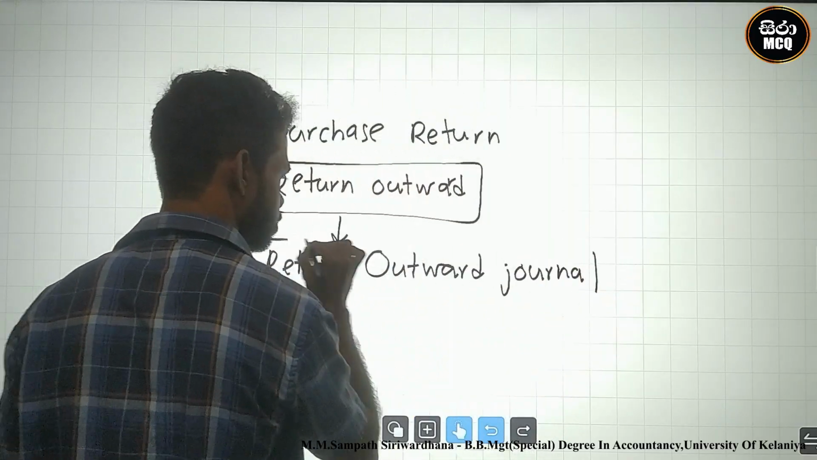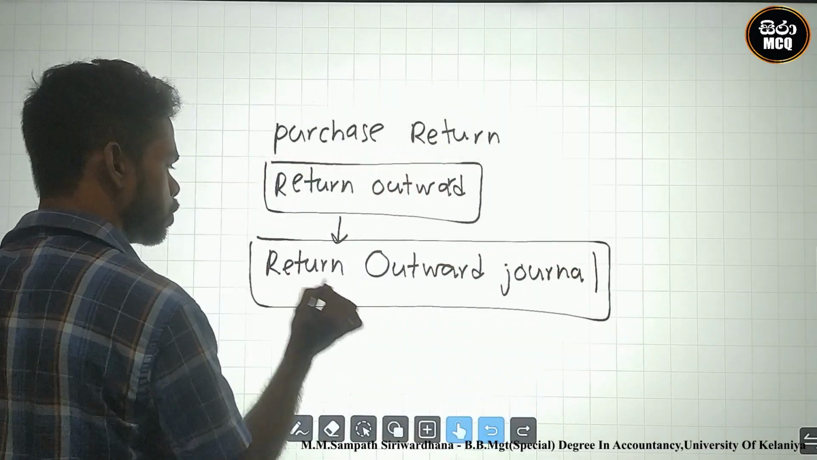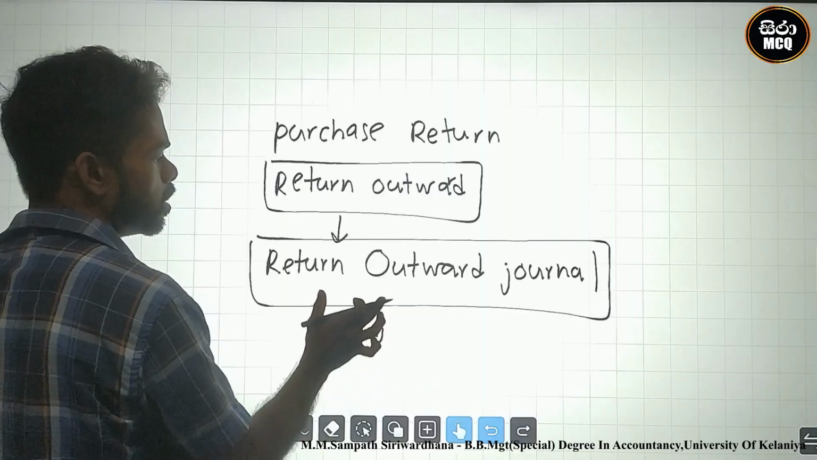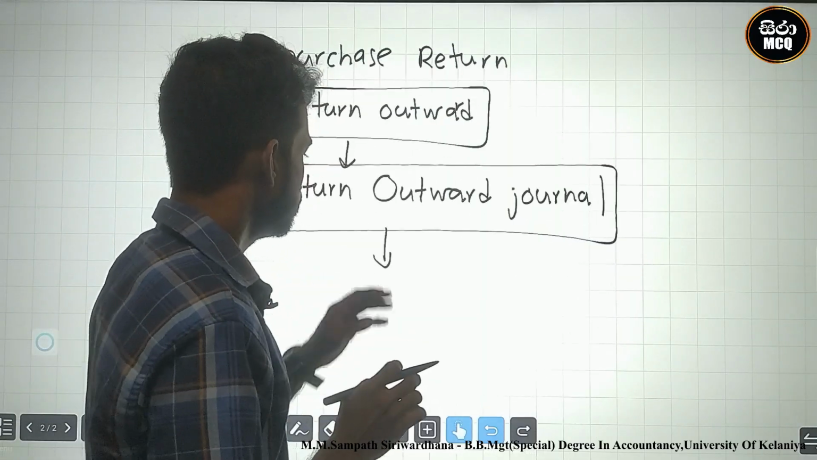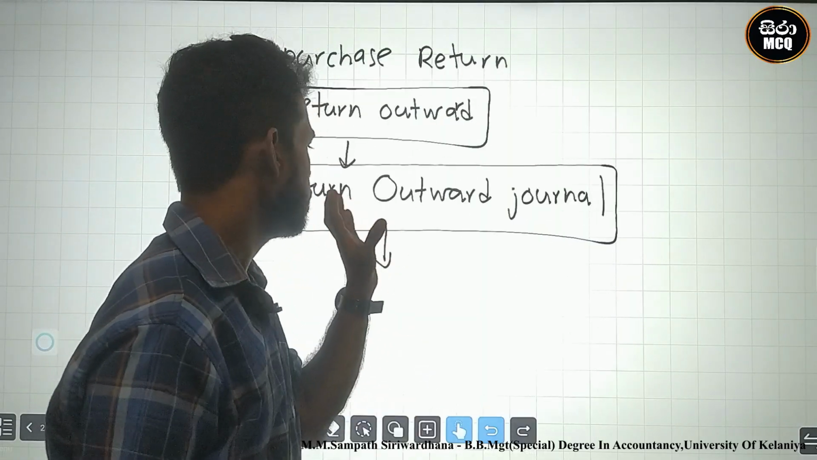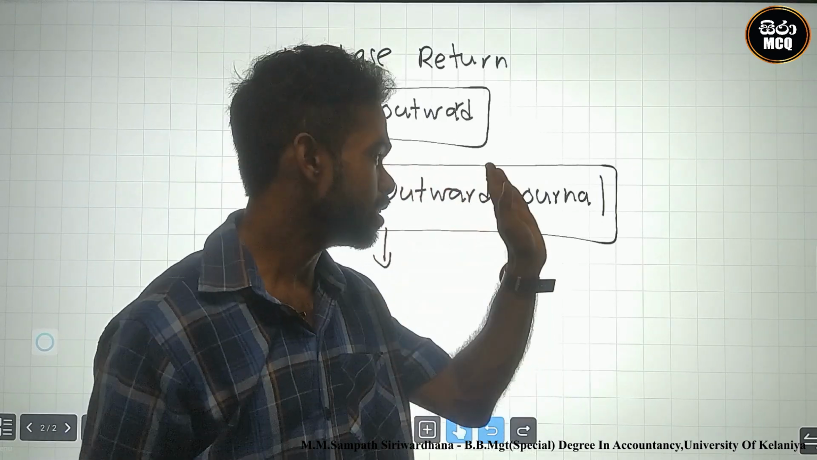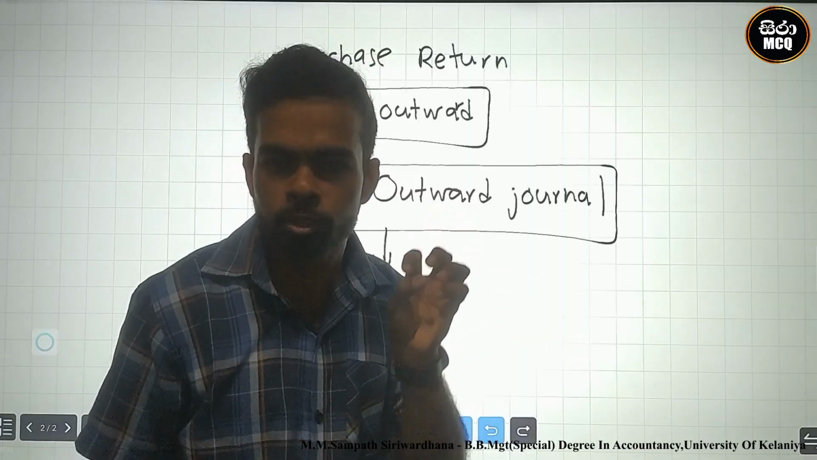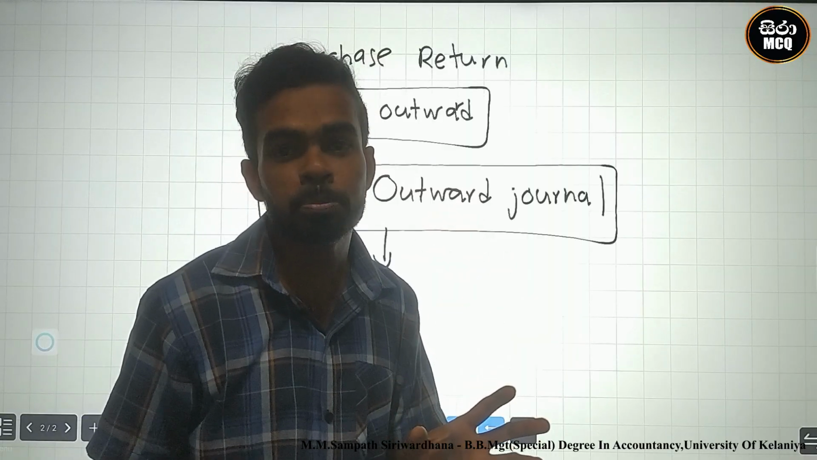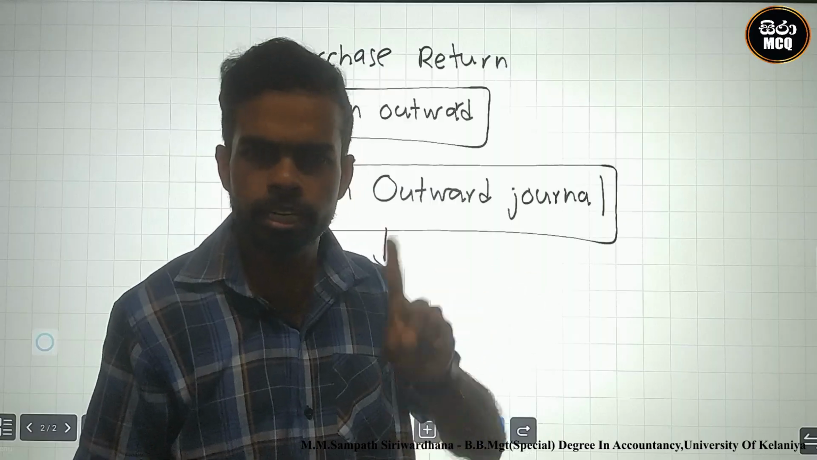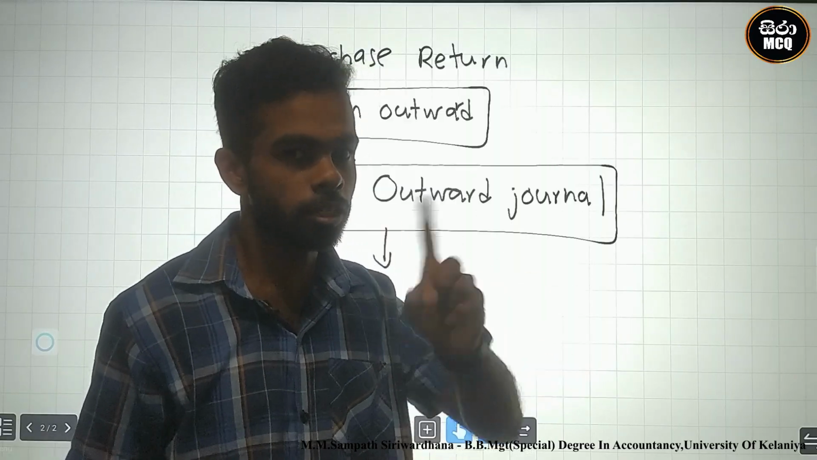This is the journal. What is the source document? Remember, the prime entry book is the return outward journal. What is the source document? The source document is a debit note or credit note.